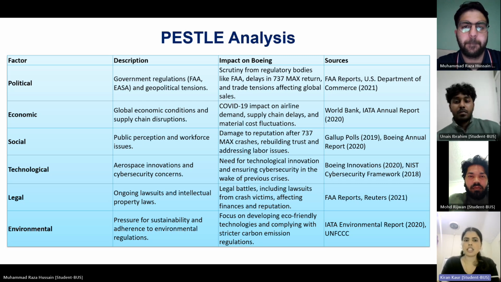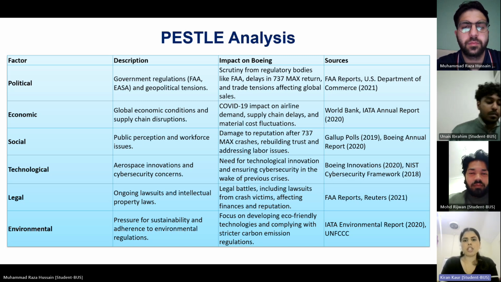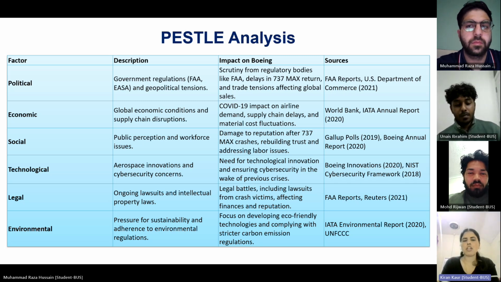Legal. After this crisis, the company faced numerous lawsuits and legal battles, including lawsuits from crash victims, affecting the finances and the reputation of the company. Environmental pressure of sustainability. The company needs to focus on developing eco-friendly technology to comply with strict carbon emission regulations.